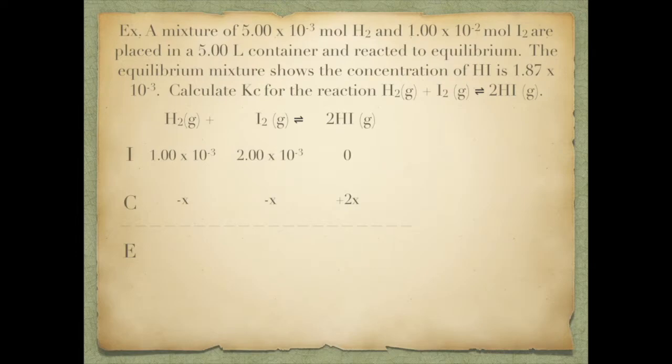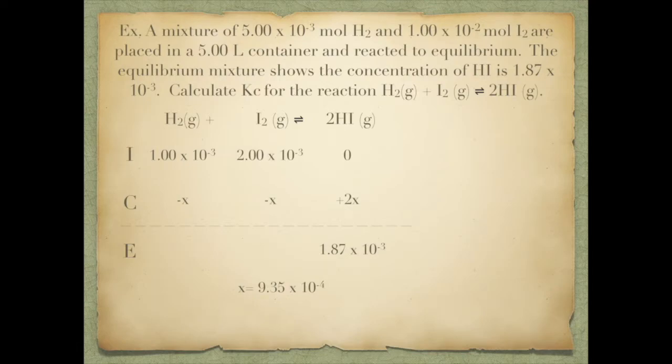Well, I don't know X yet, but here's the cool thing. This problem actually tells me that my equilibrium concentration of HI is 1.87 times 10 to the negative third. So with that information, since 0 plus 2x has to equal 1.87 times 10 to the negative third, I can actually solve for x by dividing by 2. And so I get x equals 9.35 times 10 to the negative fourth.